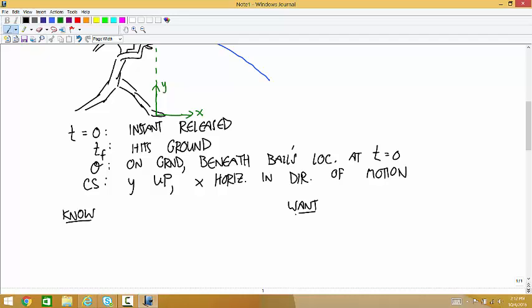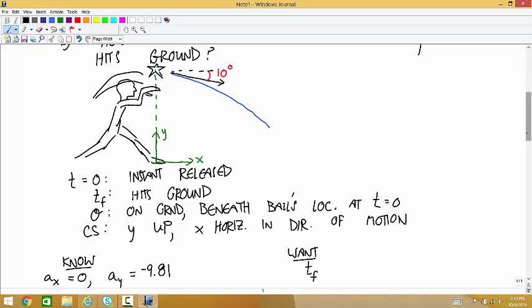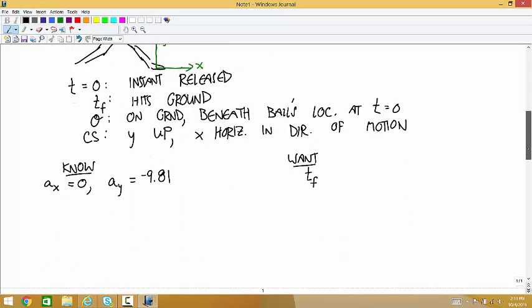Now we can go through our list of things. Do we know time final? No, that's what we're trying to find. Do we know acceleration? Yes, it's free fall. So AX is 0. AY is negative 9.81. Do we know anything about the initial position? So what's the X component of the initial position? 0.